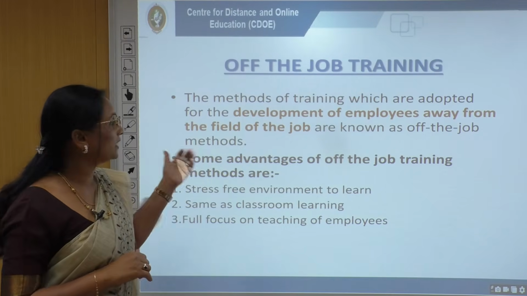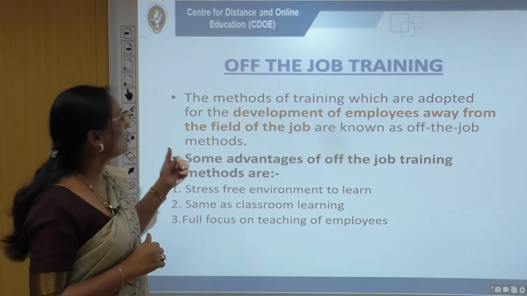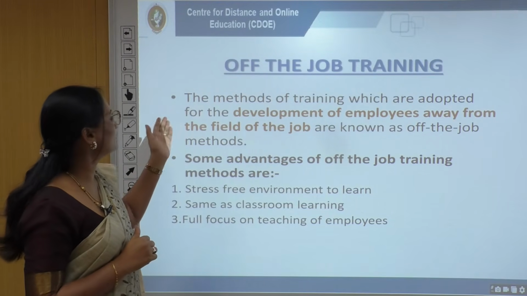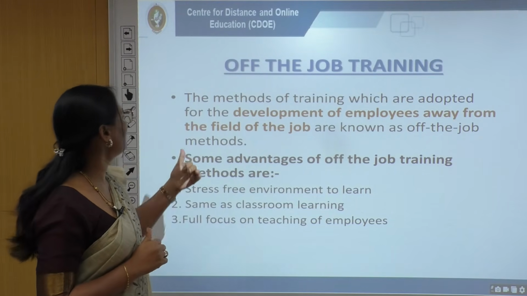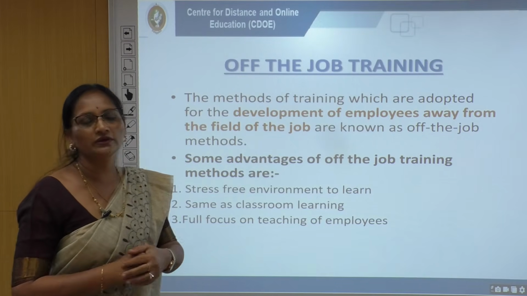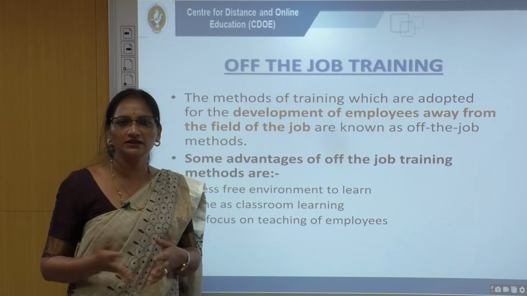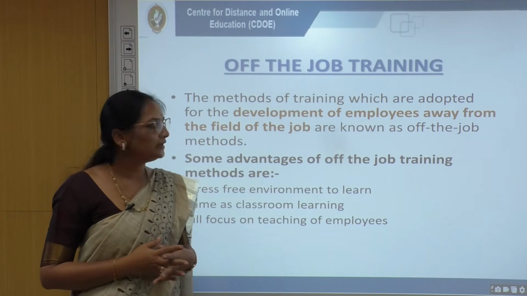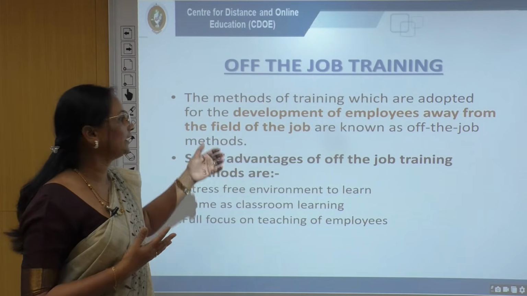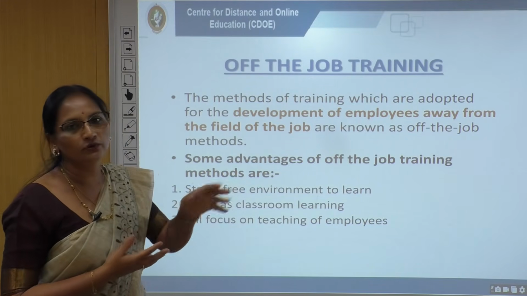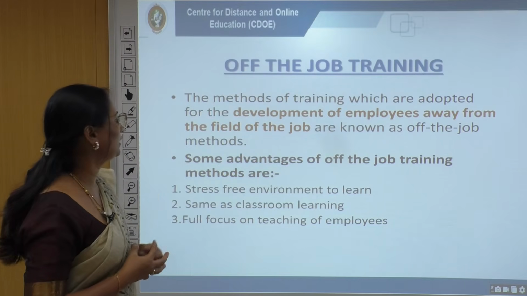The next part of the methods of training is off-the-job training. Off-the-job training is nothing but it is adopted for the development of employees away from the field of the job. Usually when we shift from our regular working place to another place, we get a change, and that change helps to enhance the knowledge. So wherever such training is needed, the employees are deputed to the training and get the training there.